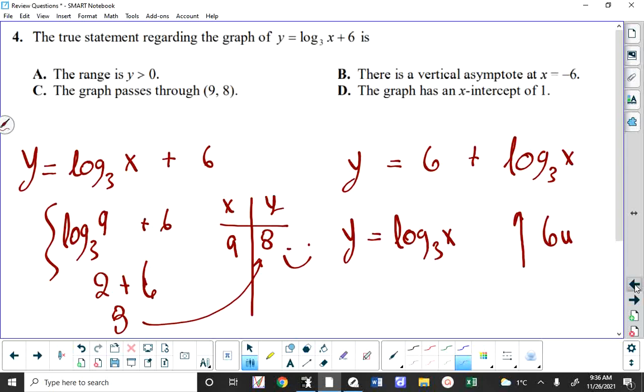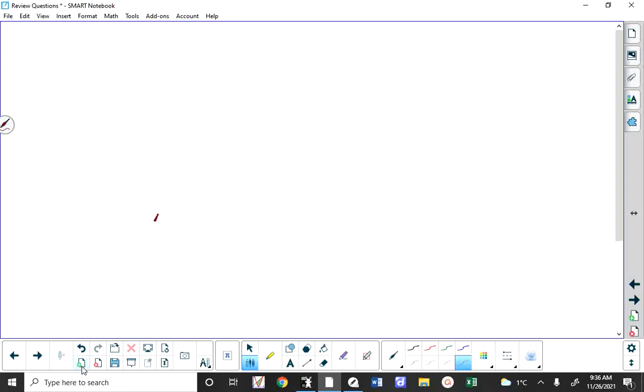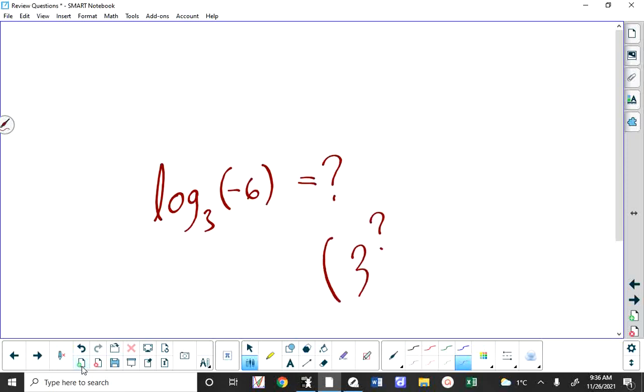Because if you just want to memorize something, you are not allowed to take the logarithm of a negative or zero. But the deeper meaning or reason for that is if you had log base 3 of negative 6, you're asking yourself to what do you raise 3, which is a positive number, to get negative 6. Well, a positive number raised to an exponent will always be positive, which is why we can't take the log of a negative.